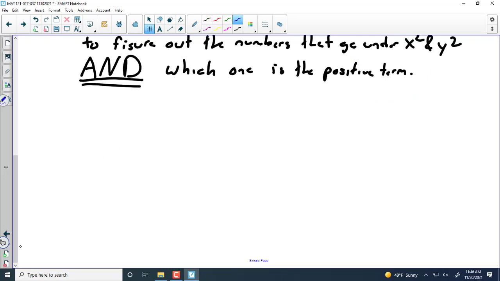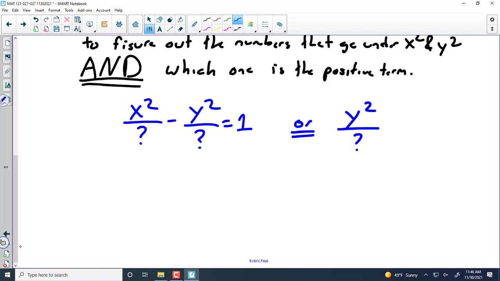So you could be in a situation where you're trying to figure out what goes under x squared and y squared, where x squared's first, or you could be trying to figure out the numbers that go under x squared and y squared, where y squared is first. With an ellipse, we always just put x squared first, put a plus in between, then put the y squared, and it was fine. But we've got one more detail we have to worry about, which is why these are harder problems.